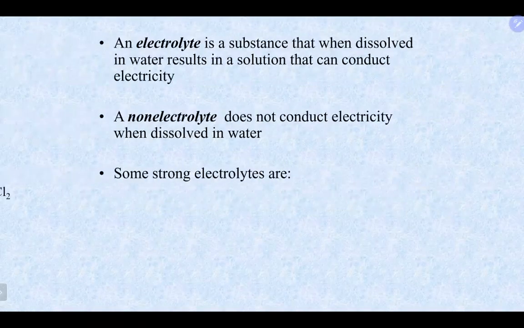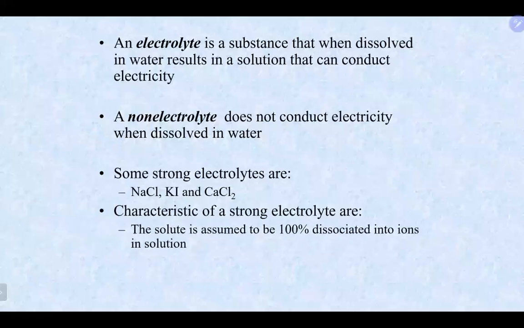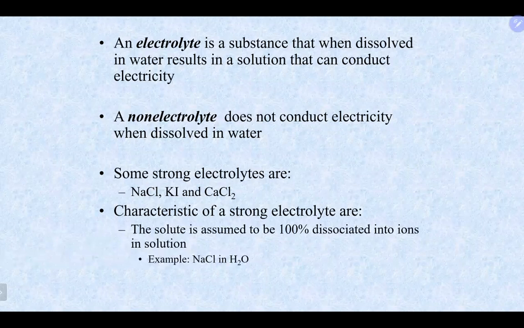So let's talk a little bit about electrolytes. Electrolytes are substances that, when they do go for a swim, if you will, they will produce ions. So electrolytes are really guys that can conduct electricity, and really the reason they can conduct electricity is they produce ions.